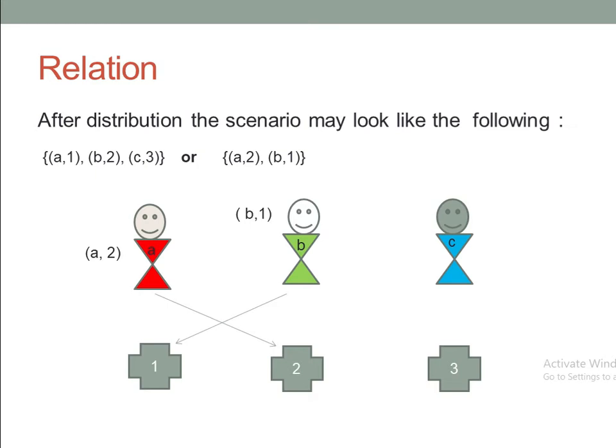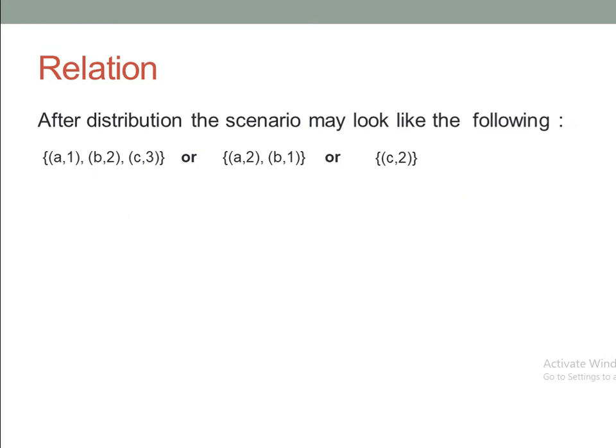Now another distribution may be like this. Kabul got jersey number 2 and Abul and Babul got no jersey. That is only one distribution, C2. Let's put it in a set. You can build up many other possible ways to distribute the jerseys. But look at these three sets.